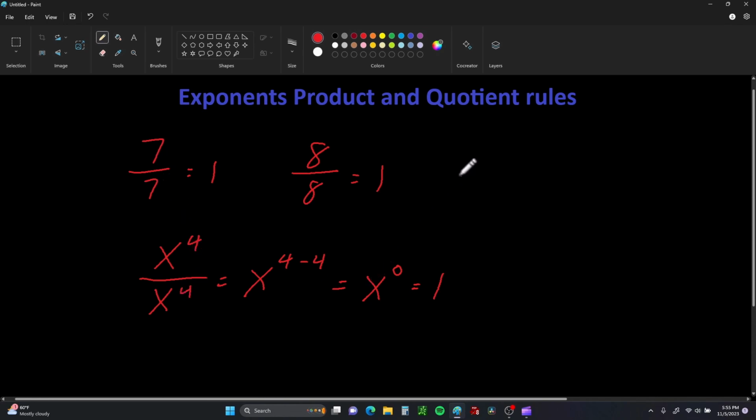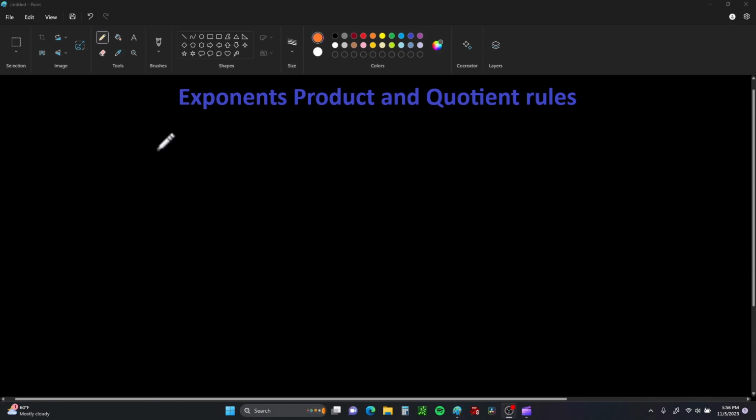And this is why, because of this quotient rule, whenever we have any number raised to the 0 power, it equals 1. So what we'll do now is I'll mix up some things.